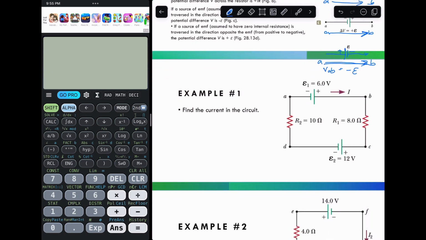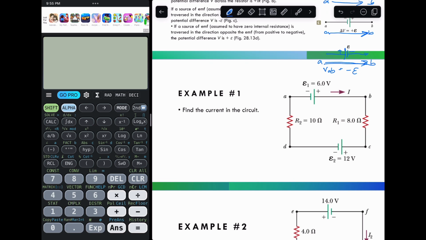The direction of the current is just an assumption. There are times that we will get a negative current, which means that our assumption is in the opposite direction if we got a negative value for the current. For example, in this case, we have a single loop and we are to find the current in the given circuit. Since we have a single loop, there's only one current within the loop.